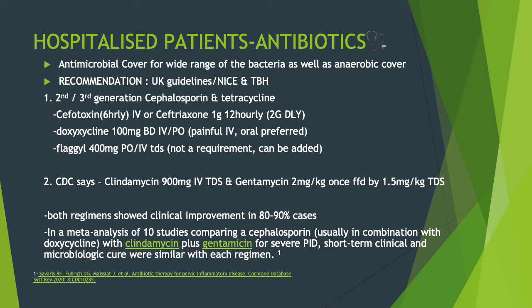Hospitalized patients requiring IV antibiotics need antimicrobial cover for a wide range of bacteria as well as anaerobic cover. So which IVs do we use for our patients? The following recommendation comes from the UK guidelines as well as our adapted Tygerberg guidelines, which include the use of a second or third generation cephalosporin as well as a tetracycline. This can come in the form of cefoxitin 6 hourly or ceftriaxone 1 gram 12 hourly, doxycycline 100 milligrams twice a day, IV or oral.